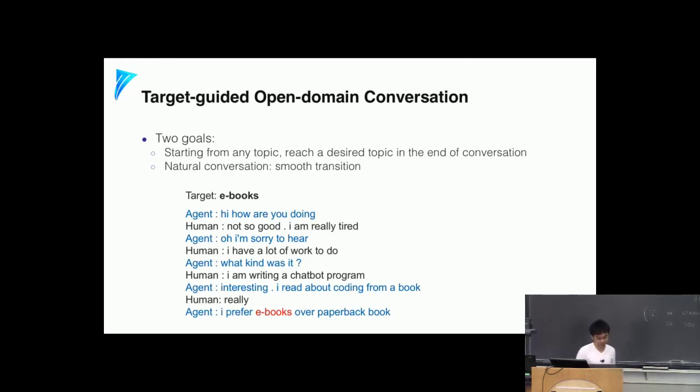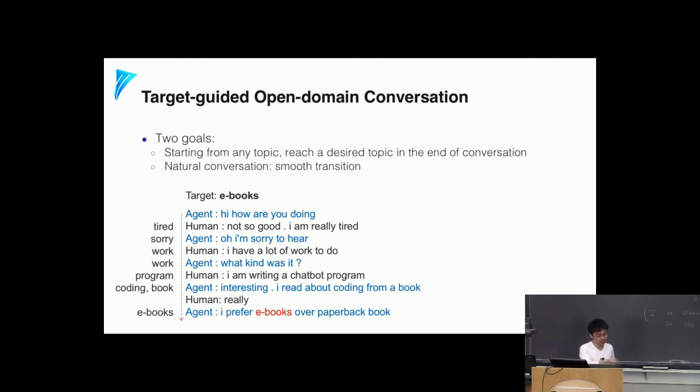Let's see an example here. Say our target is ebooks, and starting from whatever topic, like a generic greeting: "Hi, how are you doing?" "Not so good. I'm really tired." "I'm sorry to hear. What kind of work was it?" "I have a lot of work to do. I'm writing a chatbot program." And the agent says, "I read about coding from a book." And then it translates this topic to "I prefer ebooks over blah blah," right? And in the end, this agent can achieve this target.